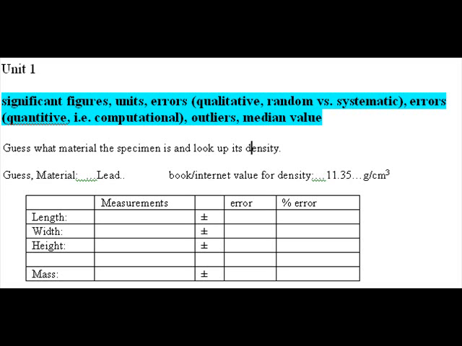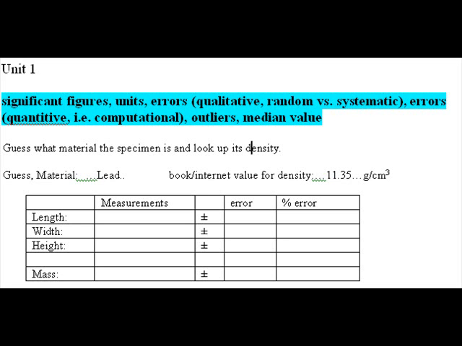This recording is one of a few early in the semester that serve two purposes. One of them is the sample calculation for the Unit 1 density lab, and the other is for the Unit 1 lecture where I'm talking about significant figures, units, errors, qualitative, random versus systematic, the quantitative errors, computational. By the way, that will happen only here, that we talk about quantitative computational errors and outliers and median value. Okay, so anyway, just about get started.